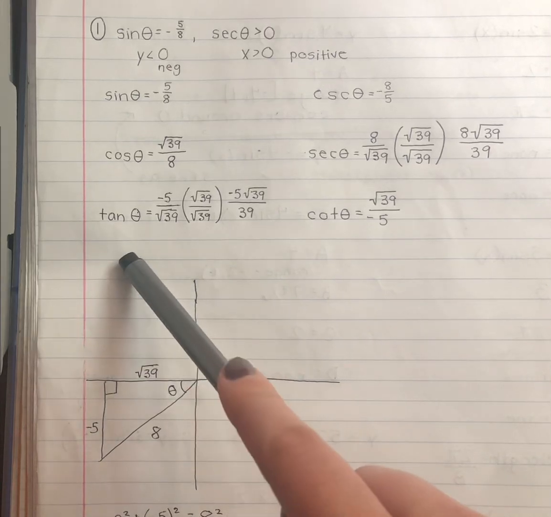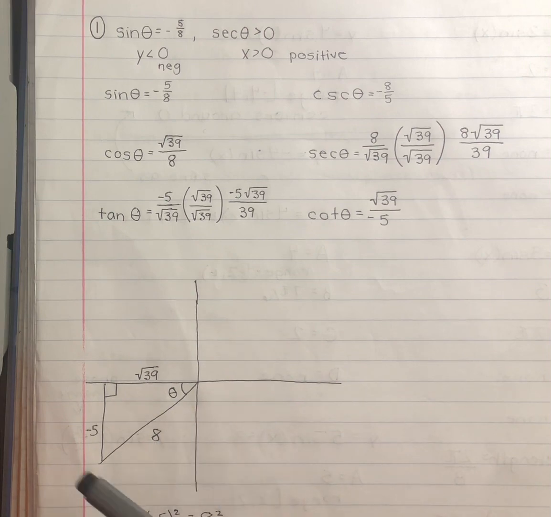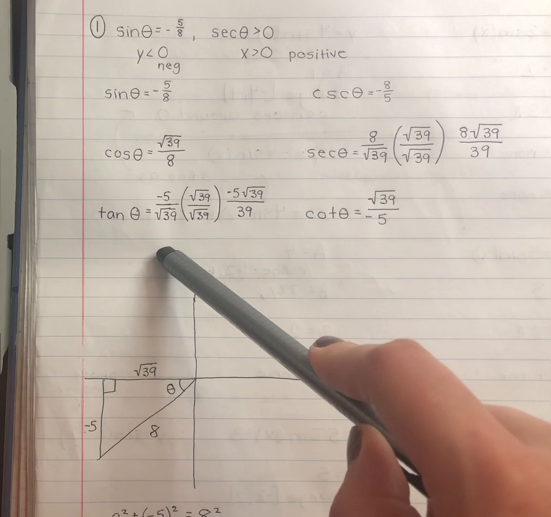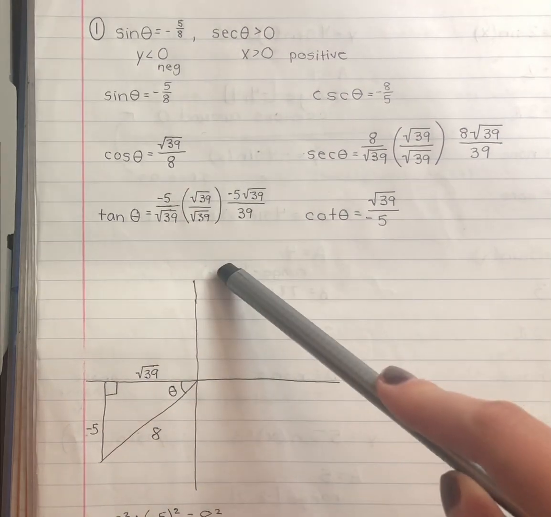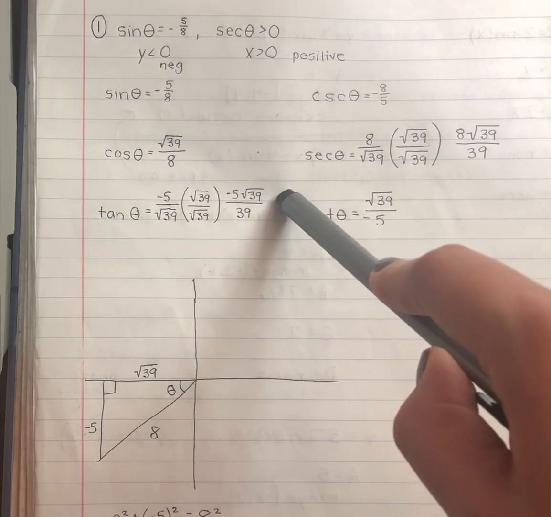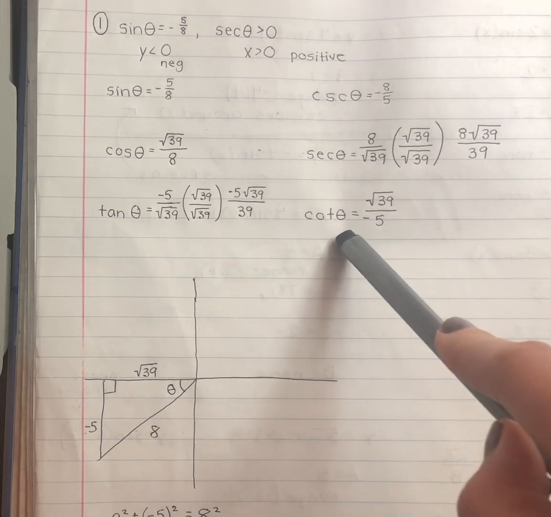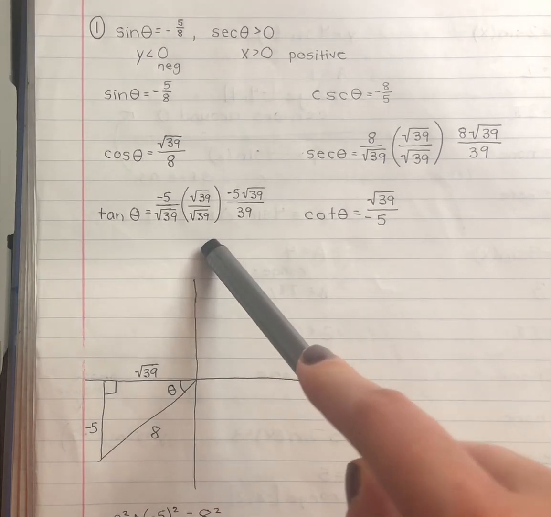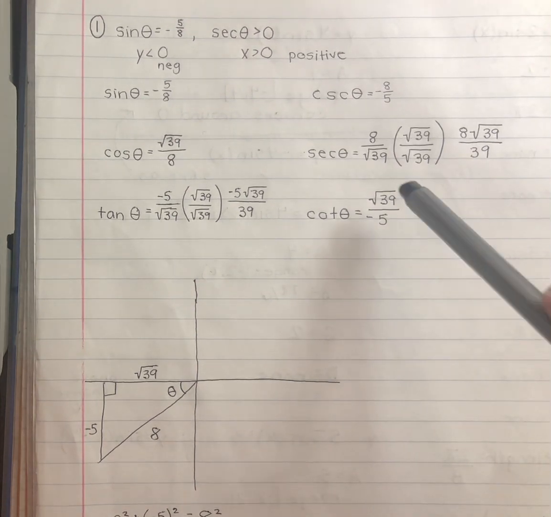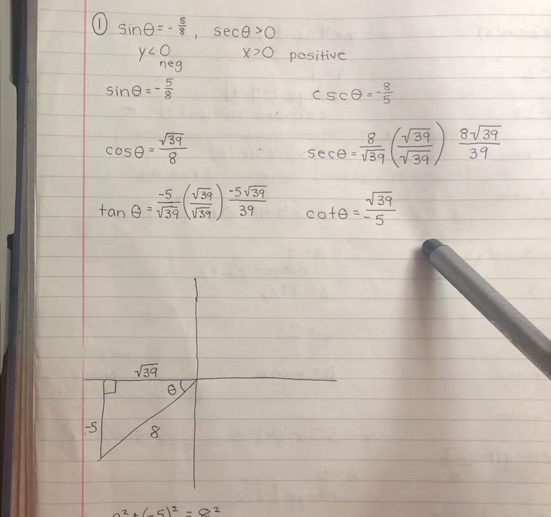Then for tangent, we have opposite over adjacent, which is going to be negative 5 over the square root of 39. We can't leave the square root of 39 on the bottom, so we have to multiply both the top and bottom by the square root of 39, which gives us negative 5 square root of 39 over 39. And then cotangent is the opposite of tangent, so it's adjacent over opposite, so that's square root of 39 over negative 5, which we don't have to do anything to. We can just leave it like that.